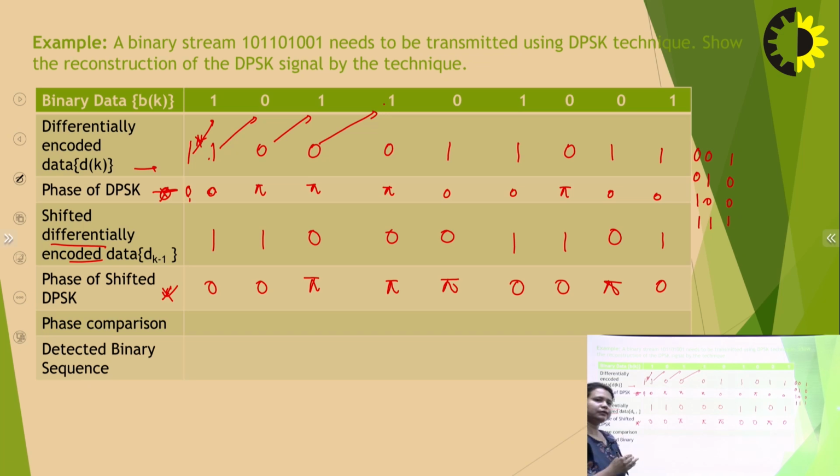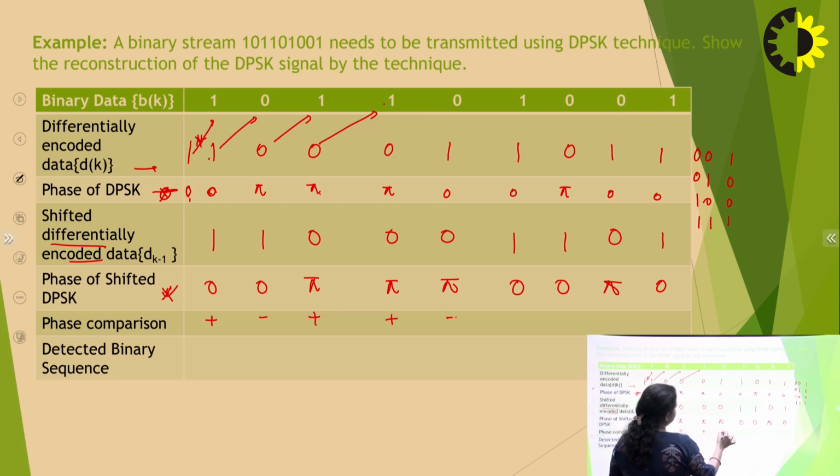So when phases are the same, you will be writing plus, right? Here phases are different, so you are writing minus. Phase same, pi pi, so you are writing plus. Phase same, plus. Then again phase different, you are writing minus. Phase same, 0 0, so you are writing plus.